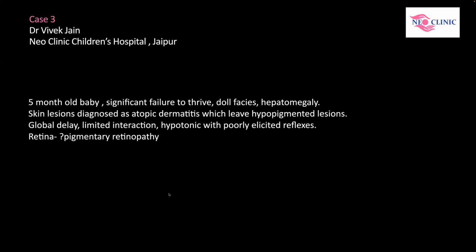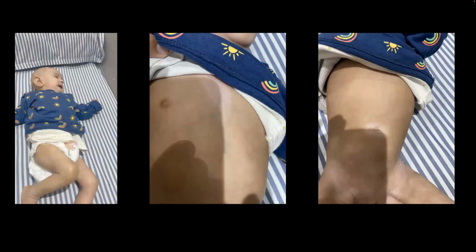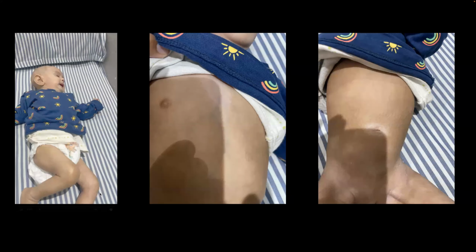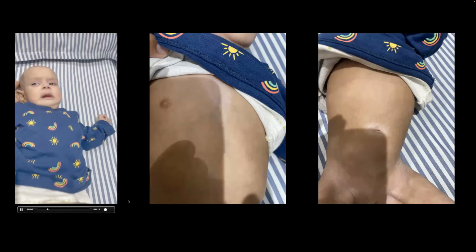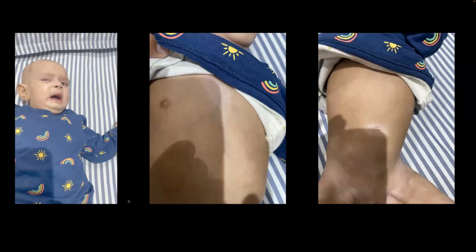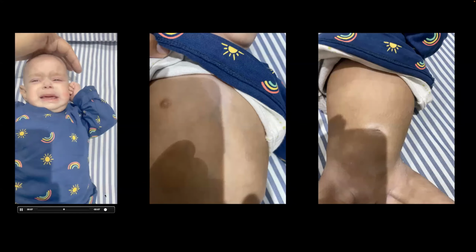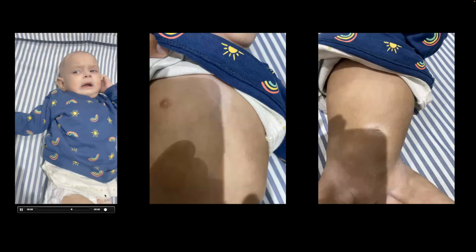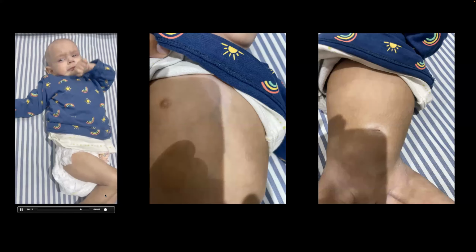And she also had these skin lesions, which were diagnosed as atopic dermatitis, but always leave a hypopigmented area once they resolve. So initially there will be some redness, and then when it resolves, there will be these hypopigmented lesions, which don't follow any dermatomes or Blaschko lines. It was on both sides. And if you see this, there is no hair loss. They had the hair removed. But she does have sparse eyelashes and sparse eyebrows.